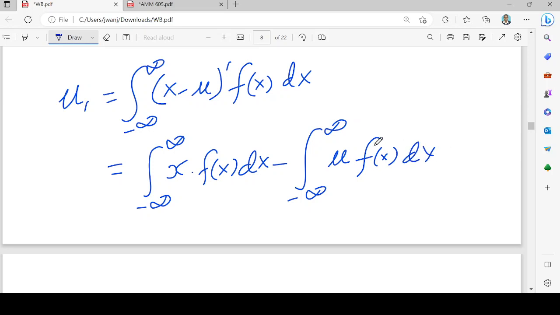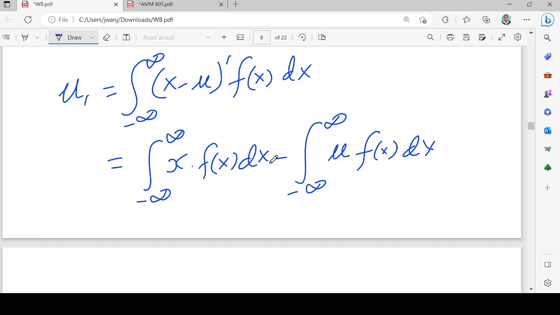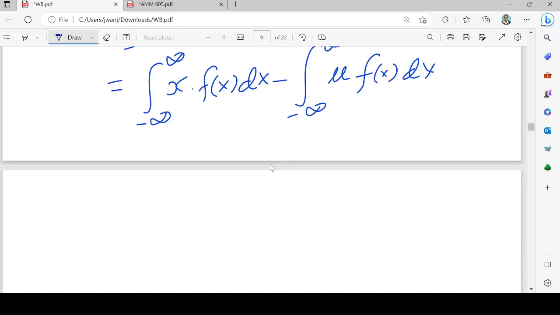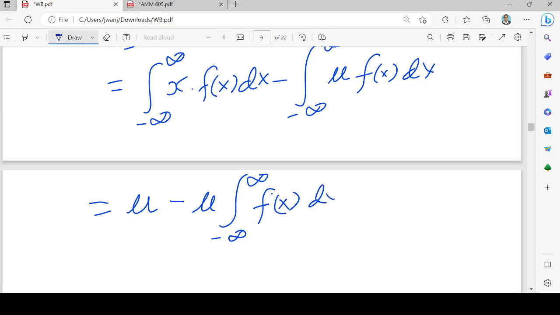Now, since mu is the mean, and the mean of a distribution is a constant, we can push it forward here. And then the first integral basically gives the mean. This one is, by definition, the mean of the distribution. So we can write mu, which is the mean of the distribution, minus mu times the integral from minus infinity to infinity of f of x dx.